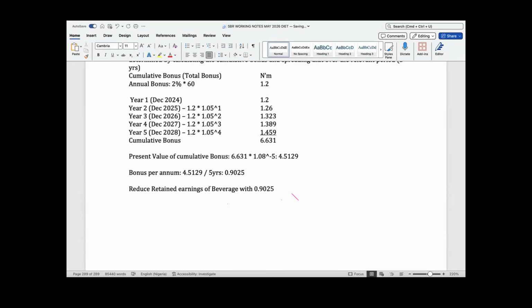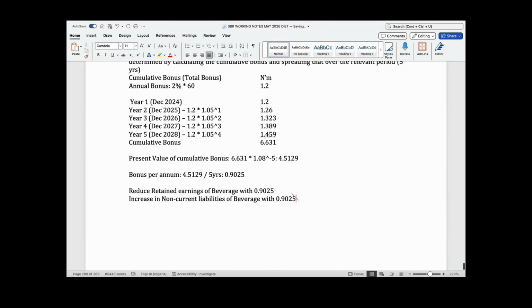And also it's going to be a liability. I'm going to increase it as non-current because it's something I'm paying in the future. Increase my non-current liabilities of Beverage with 0.9025. Okay, and that's all. That's all you need to do here.